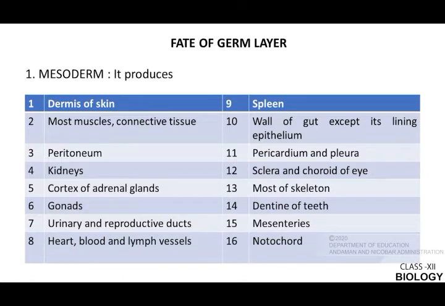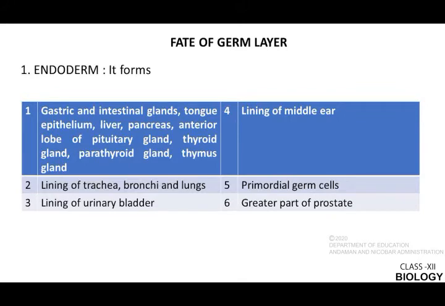Next is endoderm. Endoderm develops gastric and intestinal glands, tongue, epithelium, liver, pancreas, anterior lobe of the pituitary gland, thyroid gland, parathyroid gland, thymus gland, lining of trachea, bronchi and lungs, lining of urinary bladder, lining of middle ear, primordial germ cells and greater part of the prostate. These are the things which are developed from the endoderm.